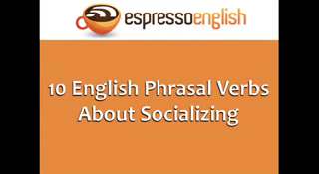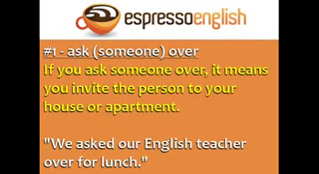Ten English phrasal verbs about socializing from espressoenglish.net. Number 1. Ask someone over. If you ask someone over, it means you invite the person to your house or apartment. For example, we asked our English teacher over for lunch.